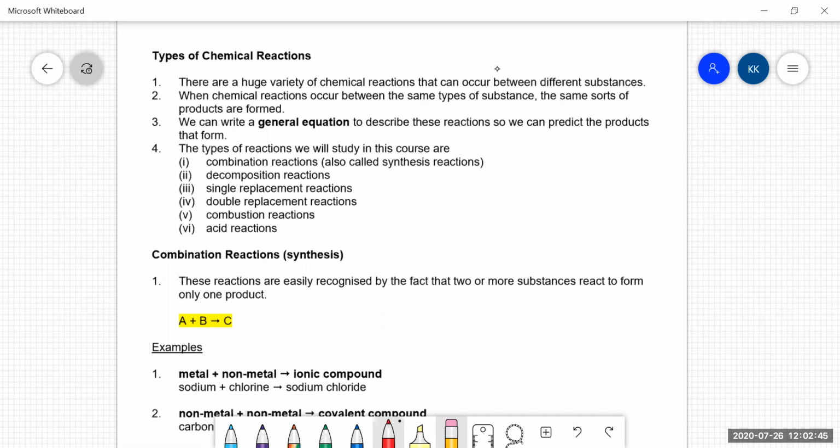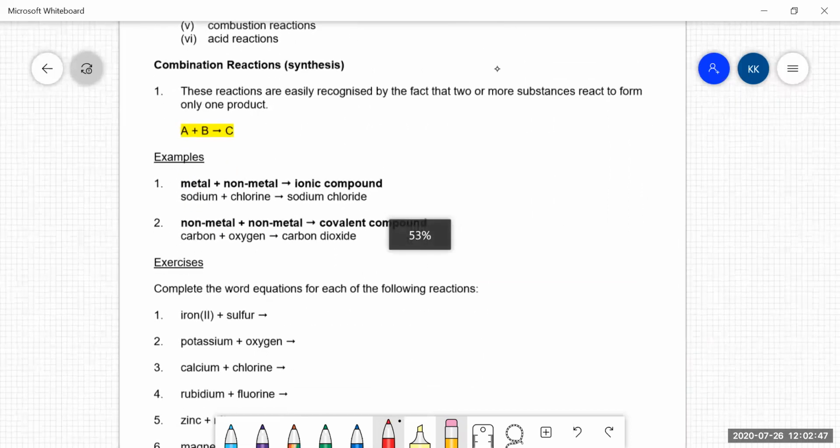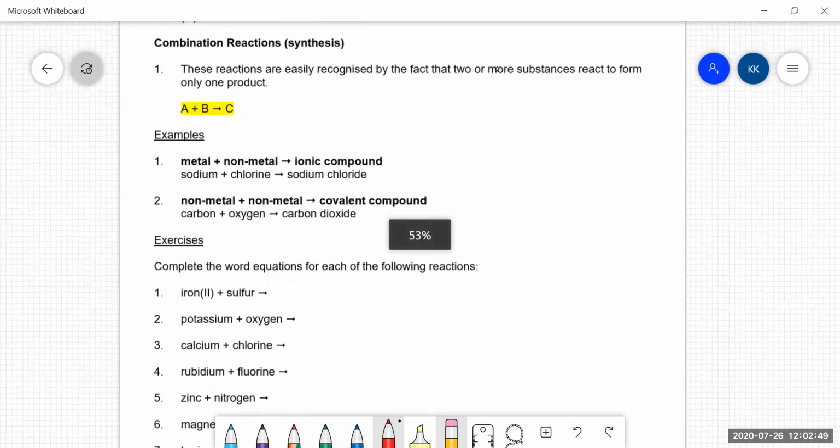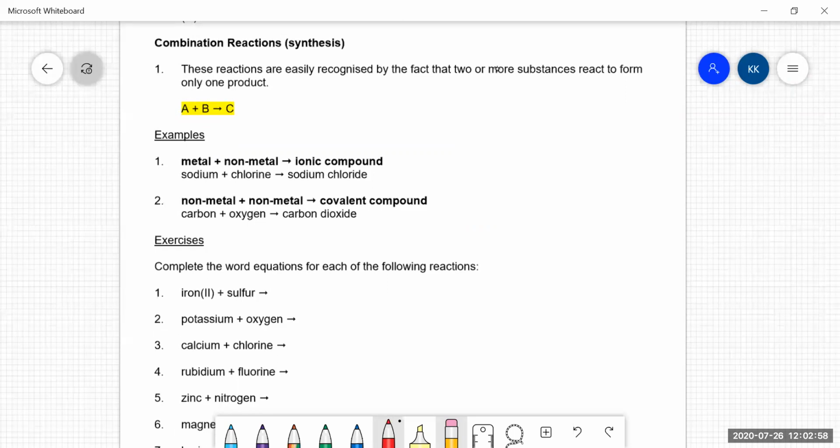These are also called synthesis reactions. And they're pretty easy to recognize because what happens in a synthesis reaction is two substances react to make one substance. So they're very easy to recognize because there are two reactants, but only one product. That makes them extremely easy to recognize.